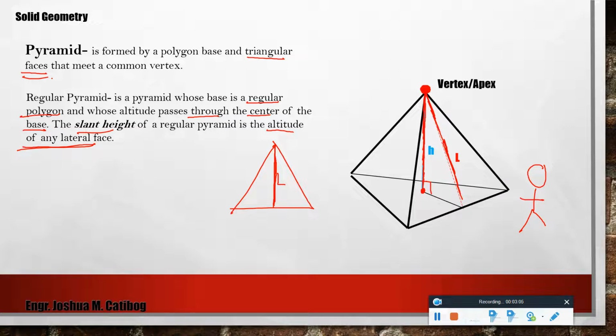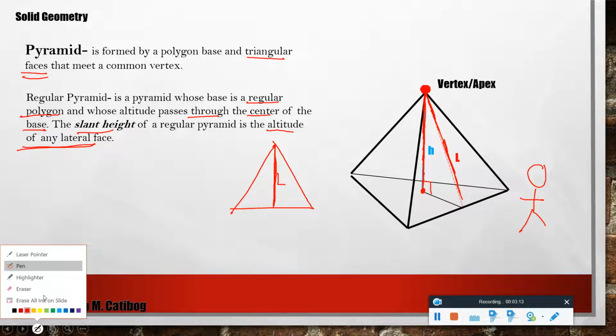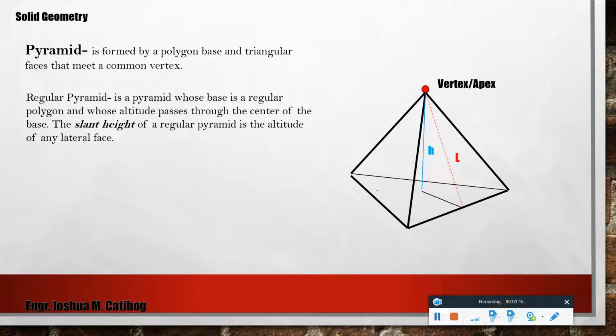At tulad pa rin po ng kay prism, when we say lateral area, this is the sum of the areas of the lateral faces. So, ibig sabihin po on this particular figure, ilang lateral faces po ang meron tayo? Tatlo. Isa, nasa kaliwa. Padalawa po itong nasa kanan. Then yung pong nasa likod, pangatlo. So we have here three lateral faces. So when we are going to get the lateral area, you are going to get the sum of those three. Paano naman po pagka total surface area? Isasama nyo po yung area nung ating base.